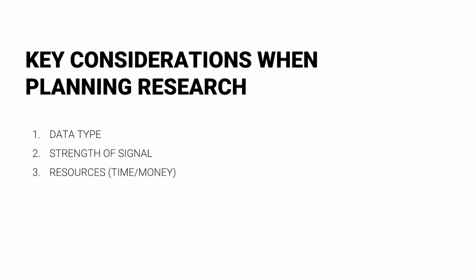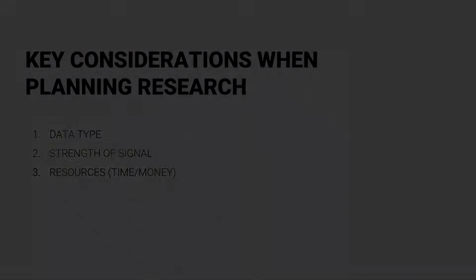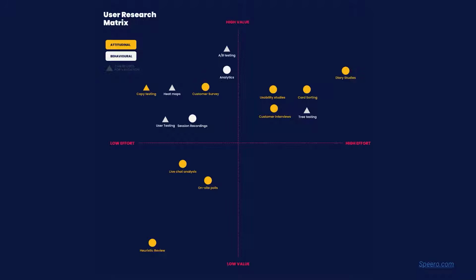So we've talked about the data type, qual and quant. We've talked about how we can increase the strength of signal and the importance of a mixed methods approach. So the final thing to talk about is resources, so time and money. This framework helps us to balance all of these different factors against each other to help us to identify the best user research method. So here you can see I have low effort and high effort mapped out on the axis. And this is where I'm talking about resources ultimately. So this is a simple yet important step.